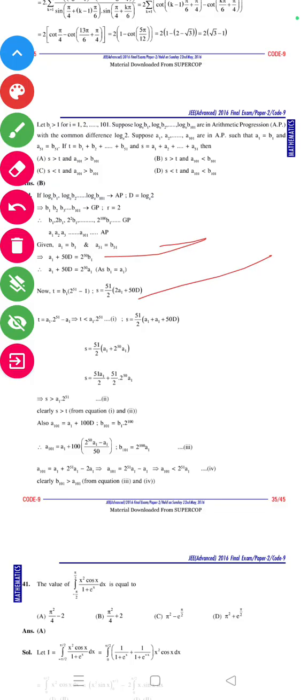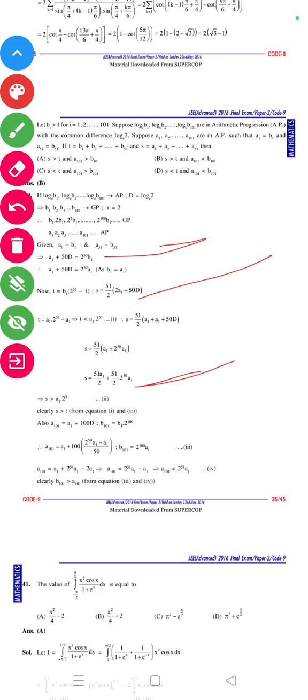s is equal to 51 by 2 (a1 plus a51), s is equal to 51 by 2 (a1 plus 2 के पावर 50 into a1), s is equal to 51 a1 by 2 plus 51 by 2 into 50 a1, तो s is greater than a1 times 2 के पावर 51. Clearly s is greater than t from the equation 1 and 2.